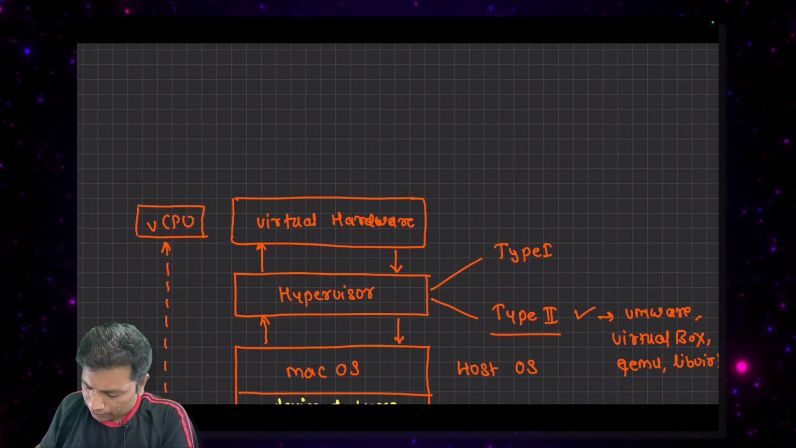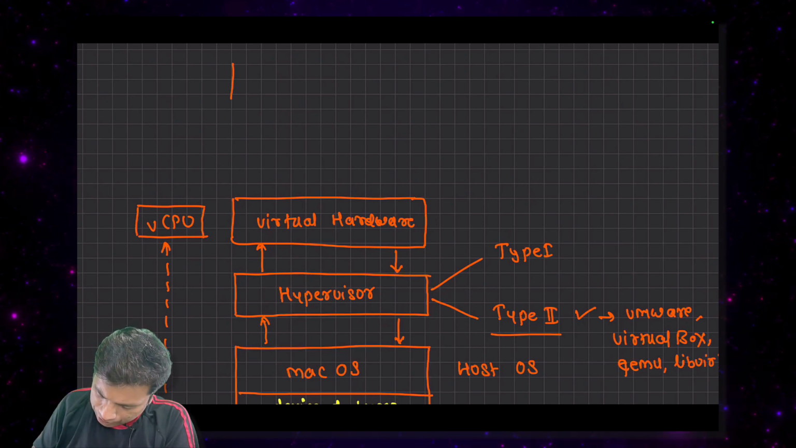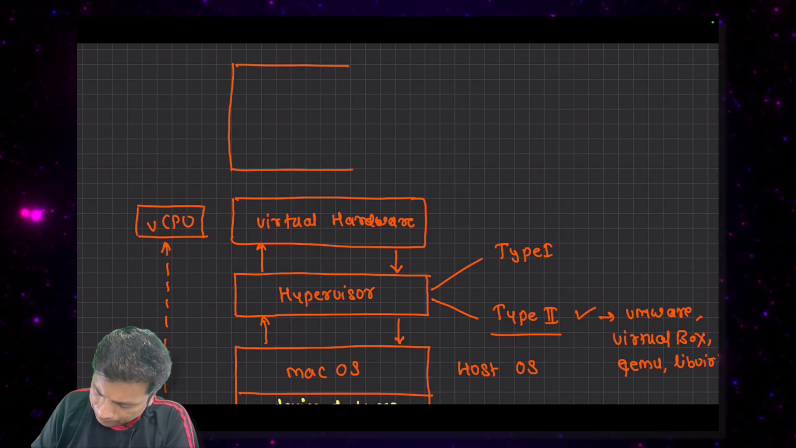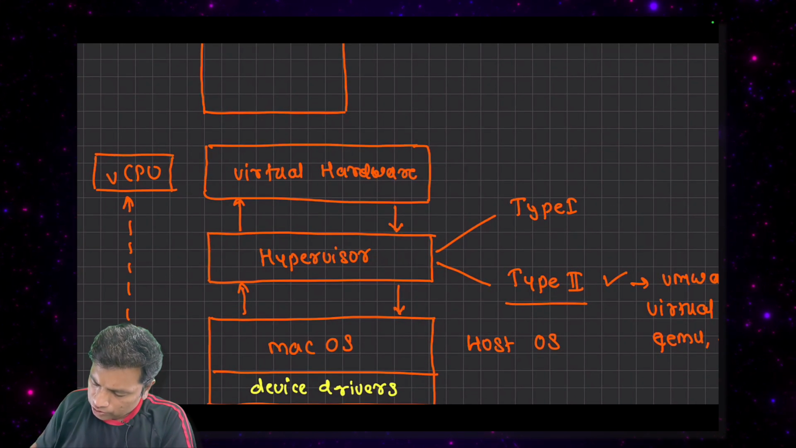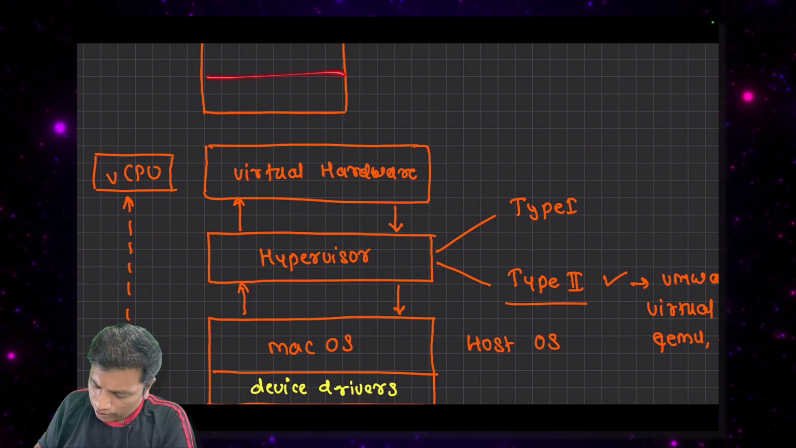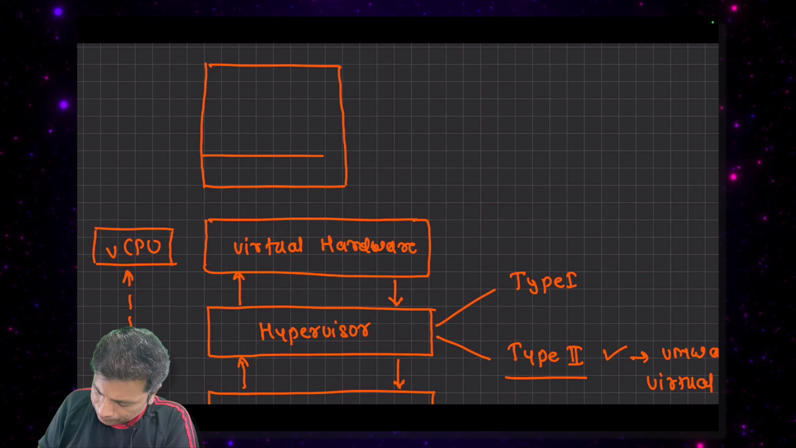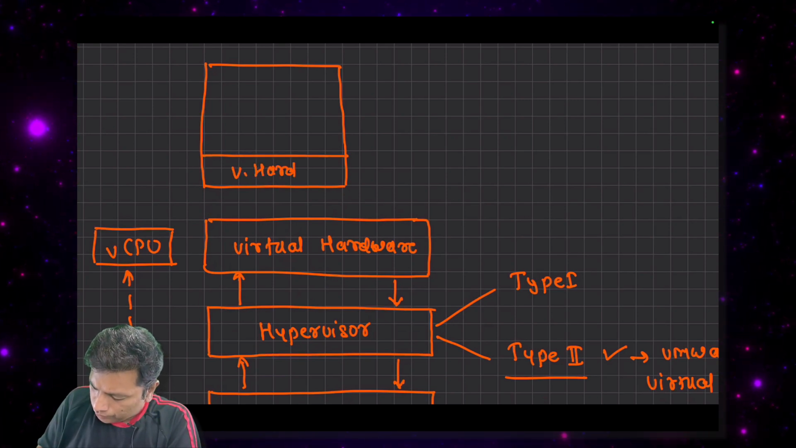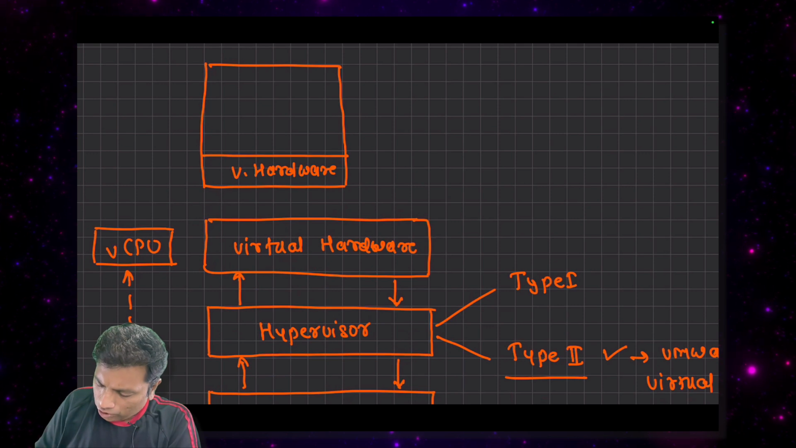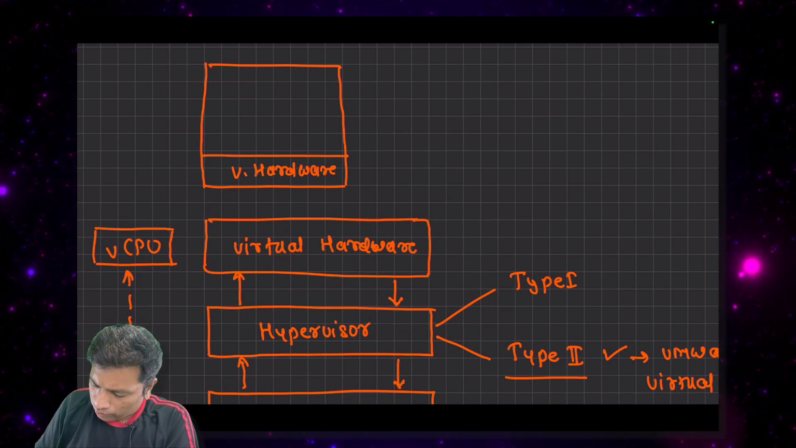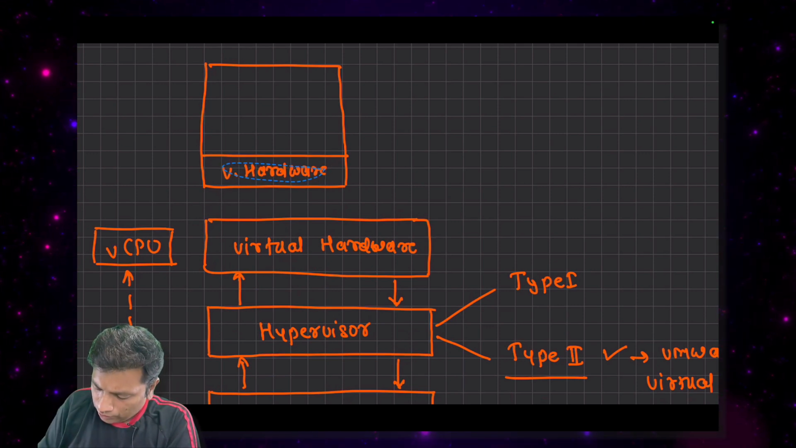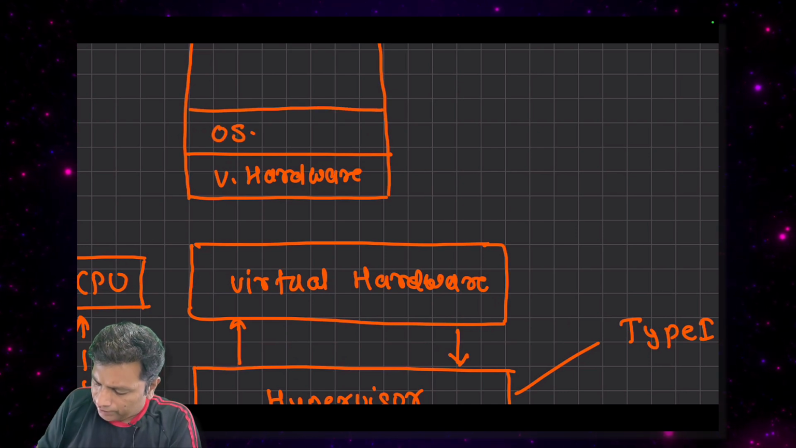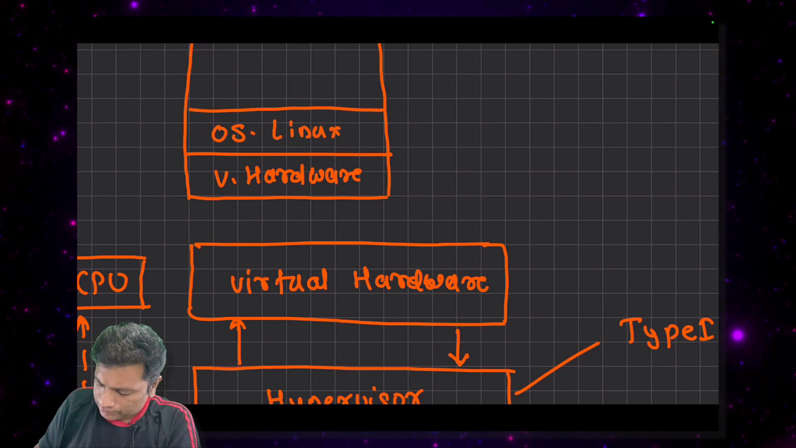And on top of it, we are going to create our virtual machines. Say for example, this is my virtual machine that I'm creating here. Now as you can see, this virtual machine is going to have its own hardware. So let me put it here. This is going to have not the physical but the virtual hardware. On top of that, you are going to need one of the operating systems to work. So you are going to install the operating system on top of it. Let's say, for example, this is Linux.